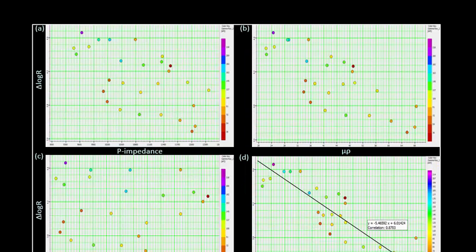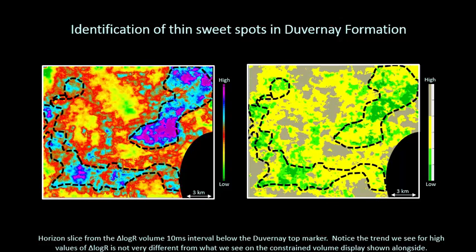Going forward, delta log R is a function of impedance. Look at the scatter. As a function of lambda-rho, useless. This again is useless. Lambda-rho over lambda-rho plus mu-rho. You see, this is, well, it's not the best, but it's still better than the rest. So now, based on this, we were able to pick up this. This is the delta log R volume, 10 milliseconds interval below the Duvernay marker. And this is what we have from the previous one that I showed. Notice they are not very different.